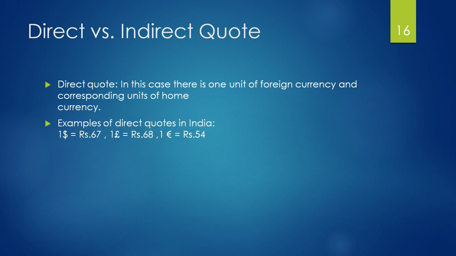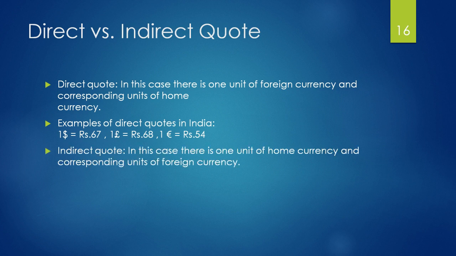So let's see some examples of direct quotes in India, like $1 equals 67 rupees, or £1 equals 68 rupees, or €1 equals 54 rupees are all examples of direct quote. In an indirect quote, there is 1 unit of home currency and corresponding units of foreign currency. As you can see, this is the reverse of direct quote.